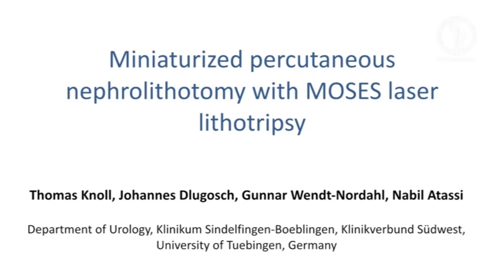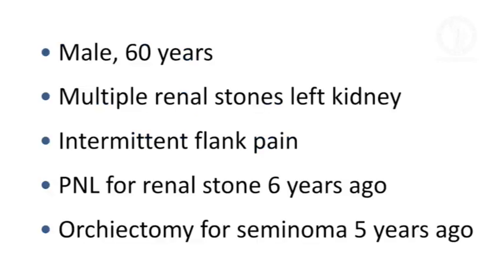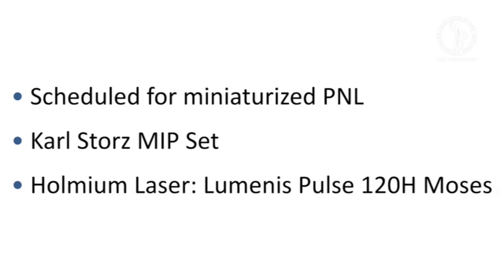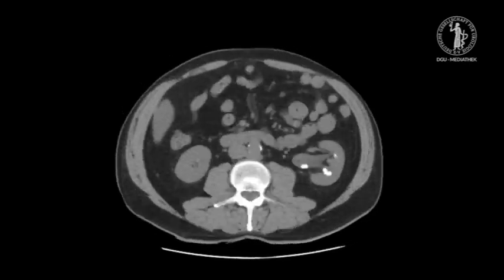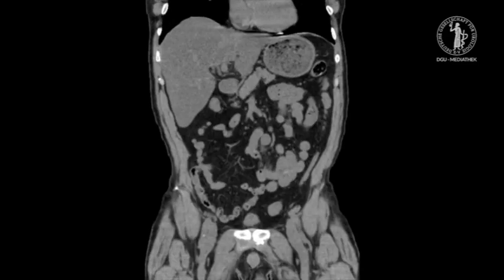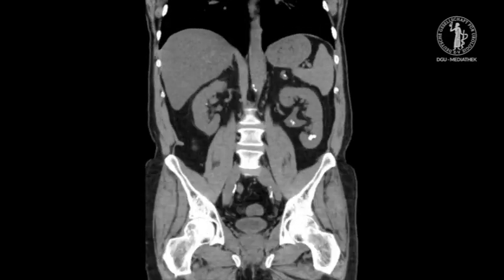We demonstrate our technique of miniaturized percutaneous nephrolithotomy in a case with multiple renal stones. The patient was scheduled for mini-PNL with Moses holmium laser lithotripsy. Preoperative computer tomographic imaging shows multiple stones in the renal pelvis and in the lower and middle calyces.